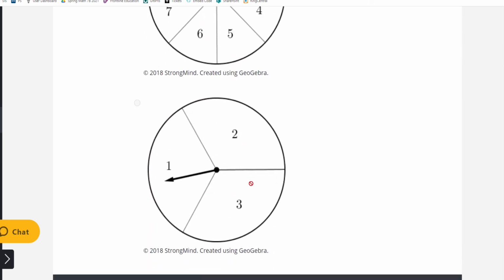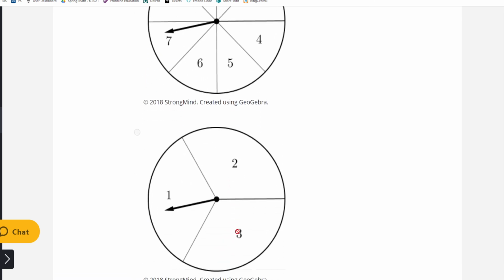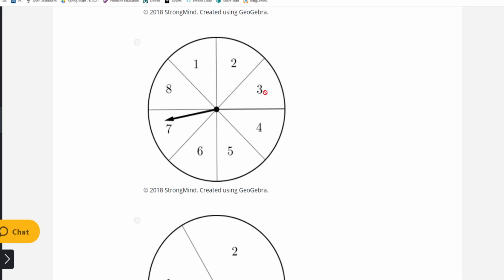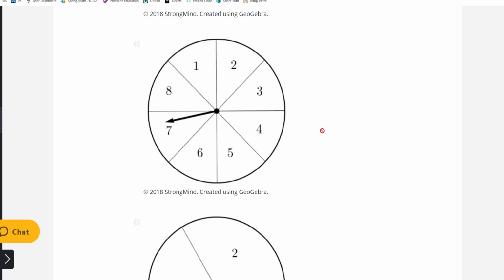This bottom one here, there's only 1 3, so that will not work. Well, sorry, it's not that there's only 1 3, but that it's broken into 3 different sections, and it needs to be broken into 8. Because remember, the probability of landing on this 3 is 1 out of 8. So this spinner right here is the spinner that we want to choose. So the 1, 2, 3, 4, 5, 6, 7, 8, that has the 3.